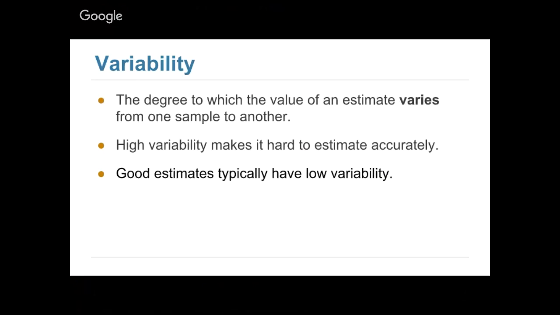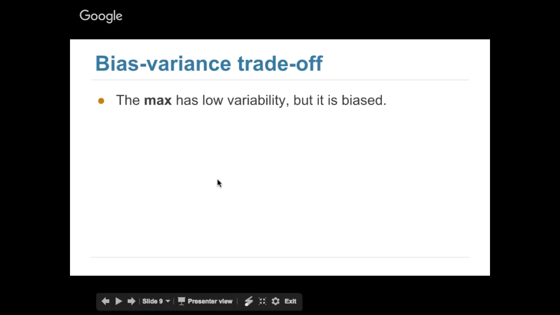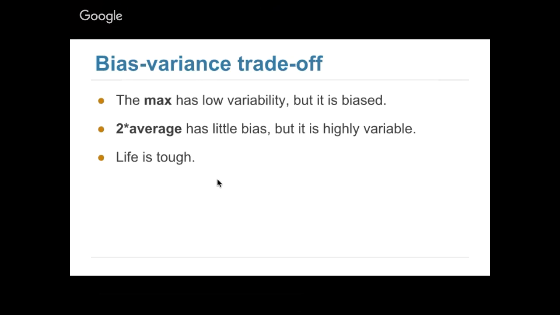Unfortunately, typically when you have something that has low bias, chances are more likely that it has high variance. And when you have something that has low variance, it has more bias. So for example, in the case of our max and our 2 times average, our max has bias but has low variability. My 2 times average is unbiased, but it has pretty high variability. So you're supposed to discuss it, but I gave it away. But basically, there's a trade-off, right? Life is tough. There ain't no free lunch.